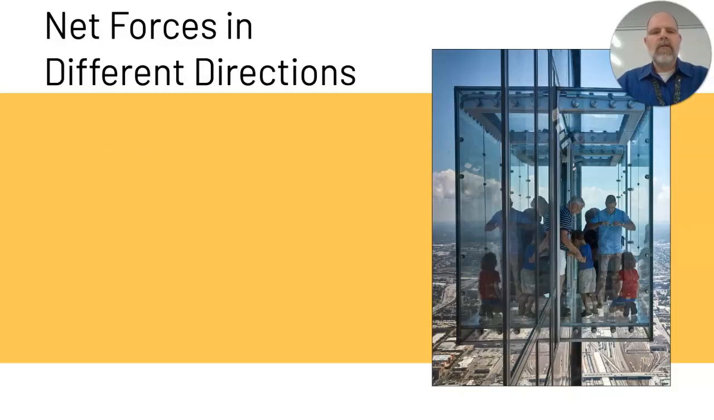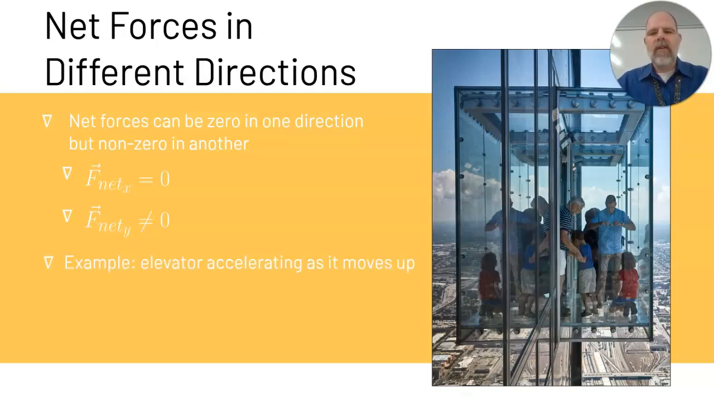Net forces can be in different directions. Net forces can be 0 in one direction but non-zero in another. So F net x can be 0, while F net y is non-zero. For an example of this, we can think about an elevator accelerating as it moves up. We're talking about an elevator that is accelerating rather than moving at a constant speed. The forces in the x direction are 0 on the elevator, so it's not accelerating in side-to-side motion. But the net force in the y direction is non-zero, meaning that it is accelerating in the y direction.